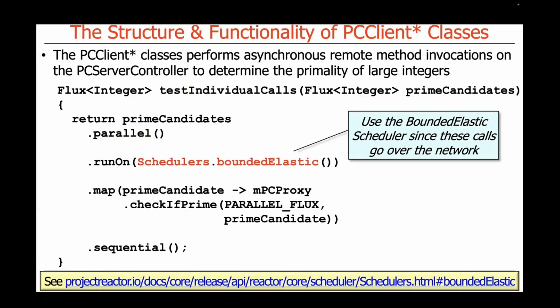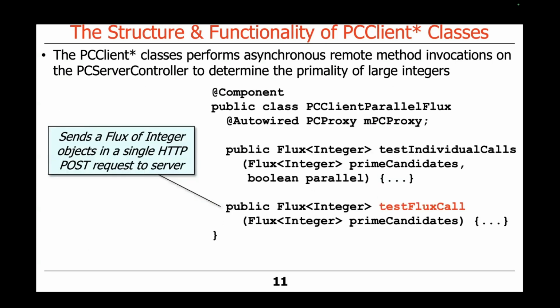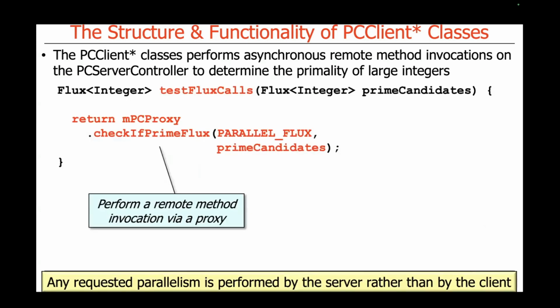We use the bounded elastic scheduler because these calls are going to go over the network, and we want to make sure that we don't block. This just performs the remote method invocation via the proxy, and that will dispatch to the checkIfPrime method. Here's what the testFluxCall method does. It's going to send a flux of integer objects to the server with a single HTTP POST request. So let's take a look at this.